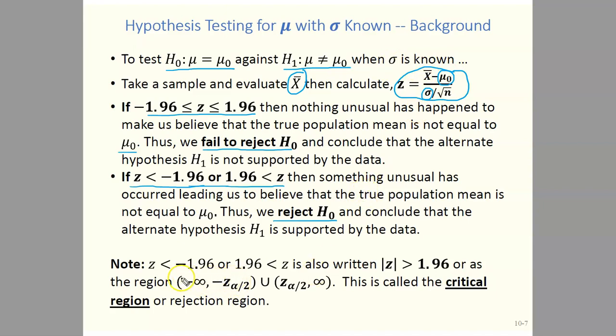And just note one other thing. Sometimes this region right here, that's called our critical region. It is also denoted sometimes by the absolute value of z is greater than 1.96. You see this is equivalent to this occurring over here. And this can also be written as this region right here, negative infinity to negative z alpha over 2 union z alpha over 2 to infinity, and that is called our critical region, or the rejection region for H naught.